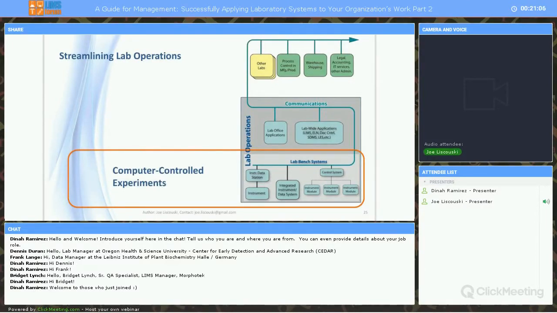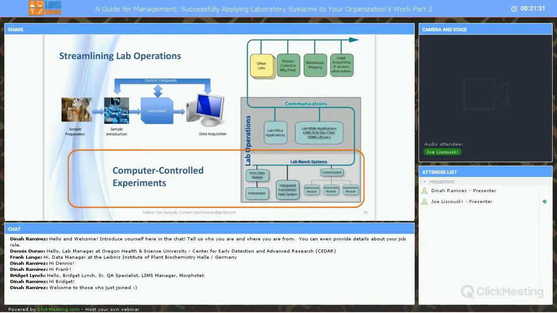A couple of slides ago, we used three terms: computer-controlled experiments, computer-assisted lab work, and scientific manufacturing and production. We use this diagram to show how they relate to each other. Computer-controlled lab work occurs on the lab bench, or areas where sample handling, processing, and analysis take place.